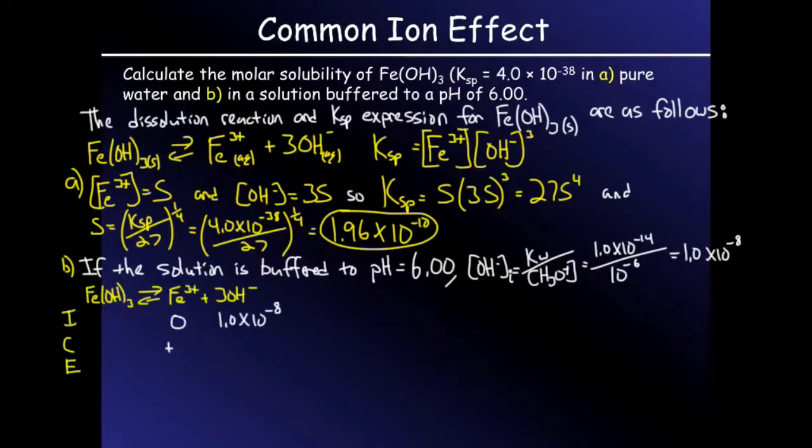So our final hydroxide concentration can be determined using an ice table. Here, for this particular equilibrium, we can express the initial iron concentration as 0. Then when the equilibrium occurs, it will increase to S. The initial hydroxide concentration will be 1.0 times 10 to the negative 8 coming from the buffer solution. When this equilibrium occurs, it'll be plus 3s, and we'll end up with 1.0 times 10 to the negative 8 plus 3s for our final hydroxide concentration, and just S for our final iron 3 plus concentration.